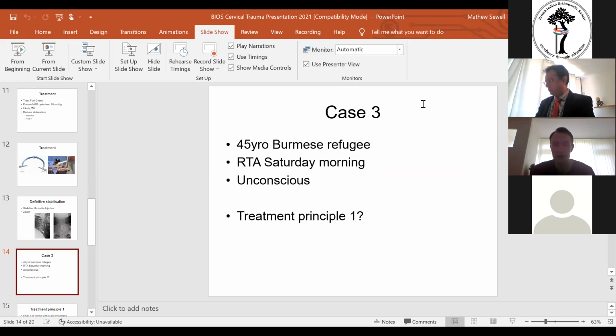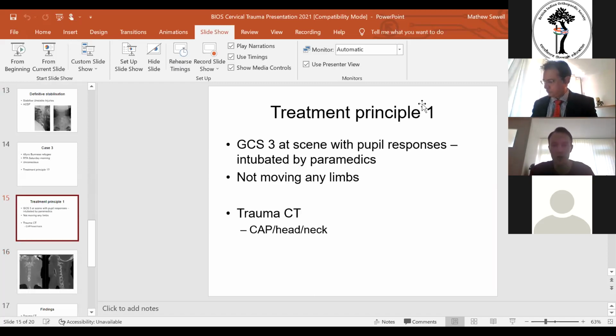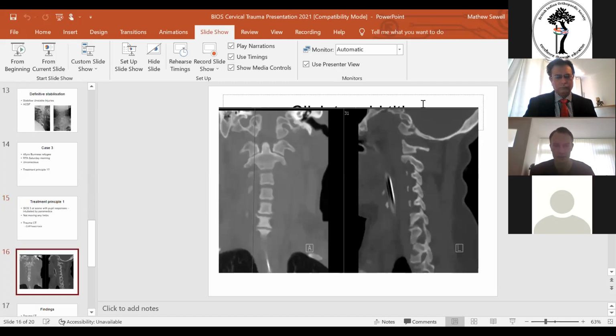45 Burmese refugee, this is a case I got in Australia, had a road traffic accident, unconscious at the scene. Principle 1, we know ATLS. GCS at the scene, not moving limbs, so intubated, give oxygen to the patient. Then we do ATLS assessment, which is the trauma CT. Always ask for the trauma CT. That's a CT, chest, abdomen, pelvis, head and neck. That's 3 minutes into your Viva. You've chatted about nothing to do with the injury, but important management steps.